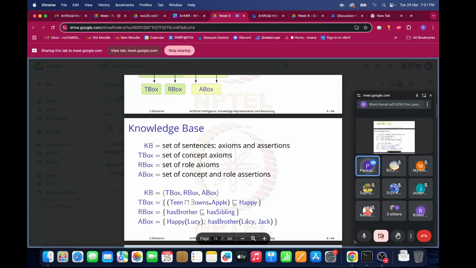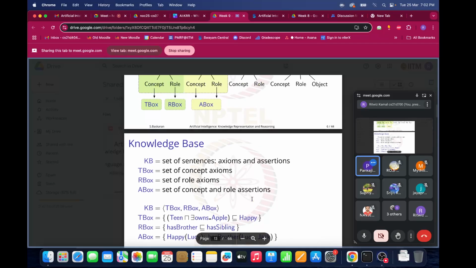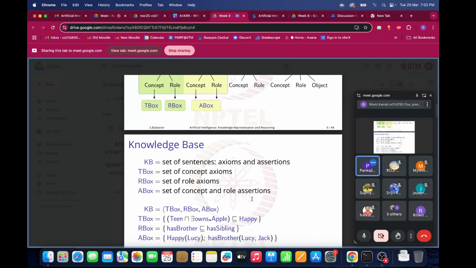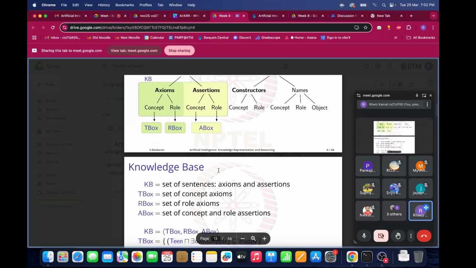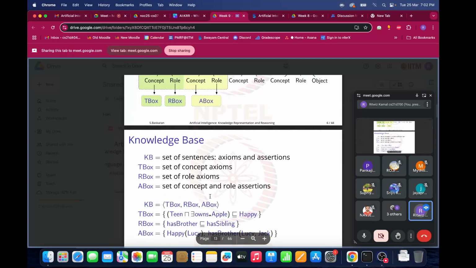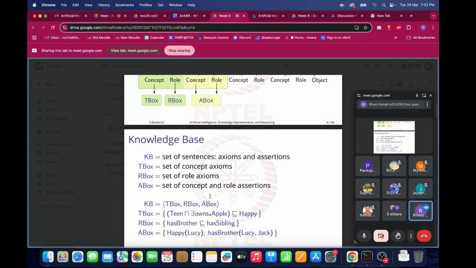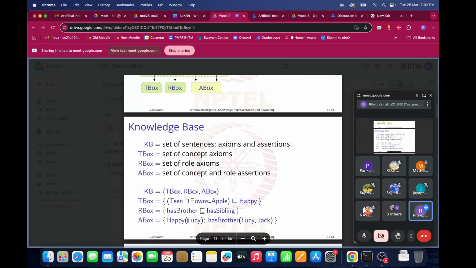Sir, what is the meaning of axioms and assertions? How can we differ? Axiom is something that we assume, and assertion is something that we assert. Like basically we put a value to it. So when we say that Lucy is happy, we are saying that Lucy is belonging to the set of happy people. And when we represent the set of happy people, we just assume that any individual who is belonging to that set is supposed to be happy.